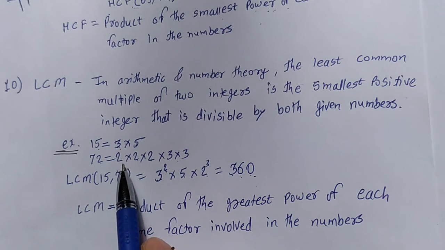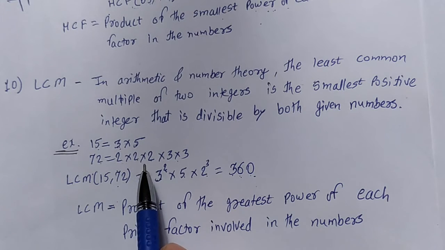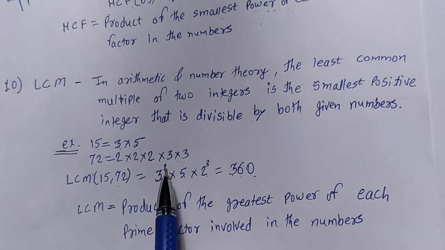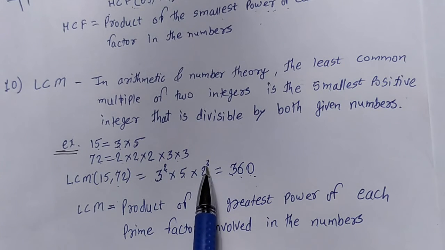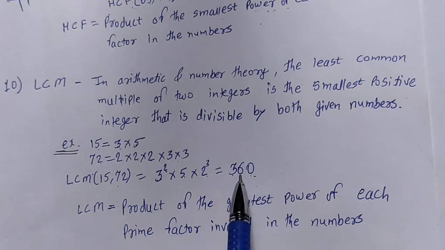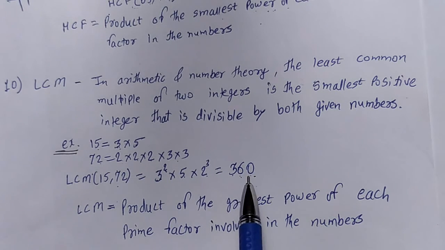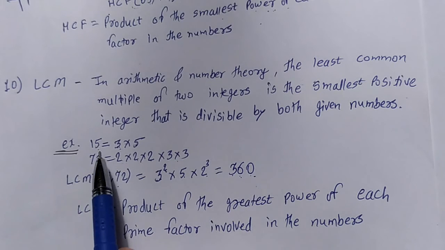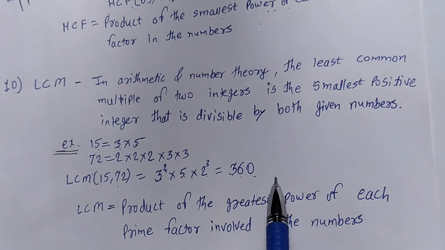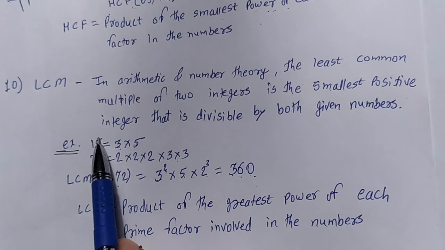Now we have to consider 2. What is the power of 2? 2 raised to 3. So we have considered every number: 3, 5 and 2, and we have taken the greatest power. What will be the product of these three numbers? It will be 360. If you divide 360 by 15 and 72, you will get a perfect division. So 360 will be the LCM of the given two numbers.